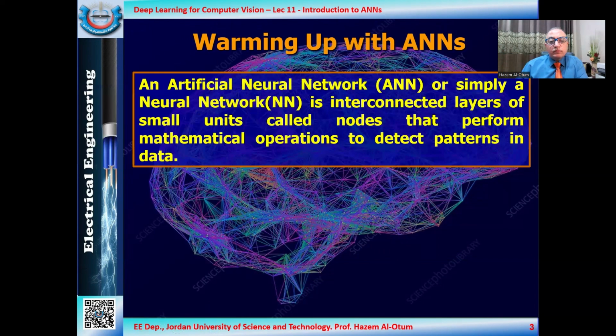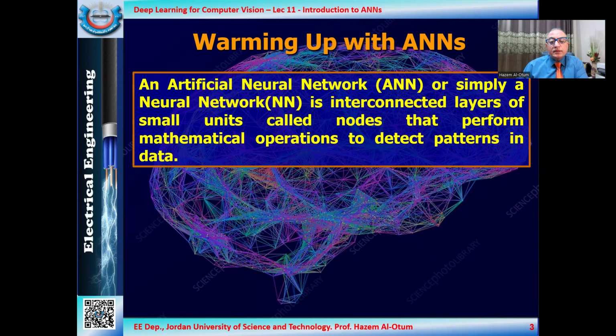As a start, if you remember, we discussed this issue in the first few lectures of this course, the artificial intelligence or the computer vision part. Here we'll talk about what is the artificial neural network, or simply neural network, ANN or just NN. In fact, the NN is an interconnected set of layers of small units called nodes that perform mathematical operations to detect patterns in data. So the NN in general, to be simplified, is just a sort of interconnection between small units, which we call nodes, organized in layers. And these nodes are going to perform specific, simple mathematical operations, with a target to get some output. This output will be based on your task.